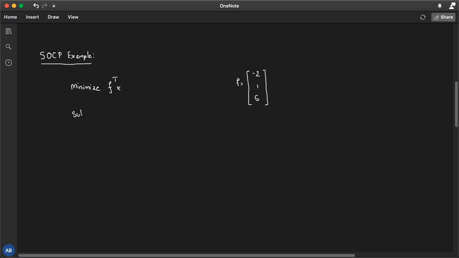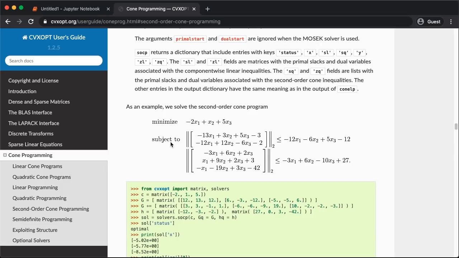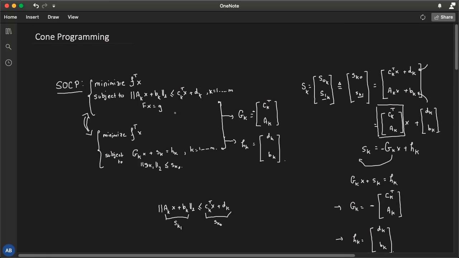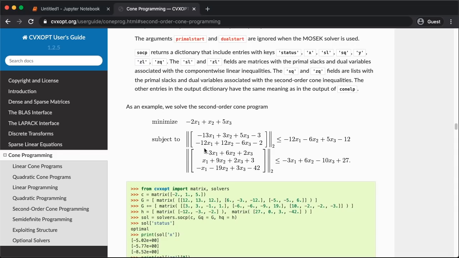Now, right here, you need to pay a bit of attention. Subject to those two cone constraints, right? We've got the first one and we've got the second one. Right here, we can write both as Ak x plus bk in norm less than ck transpose x plus dk, right? The first set we will be referring to as A1x plus B1 in norm less than C1 transpose X plus D1, and the second one A2, B2, C2, and D2.